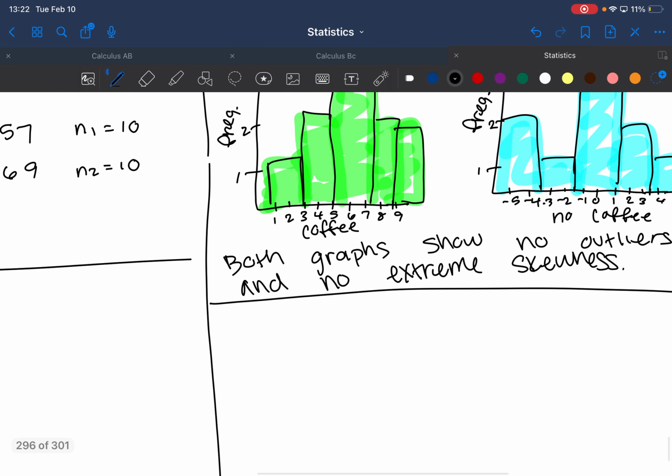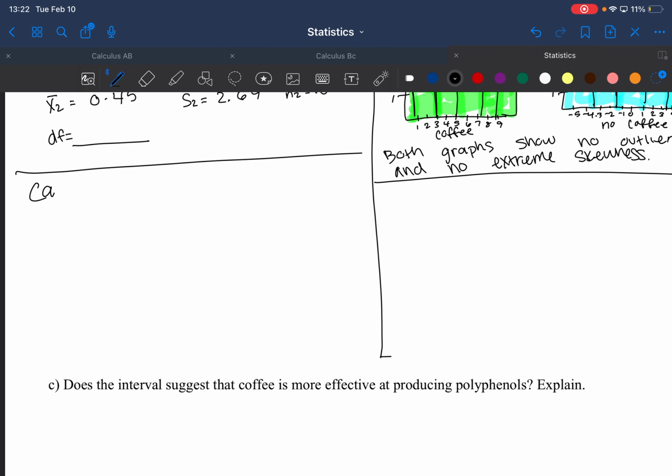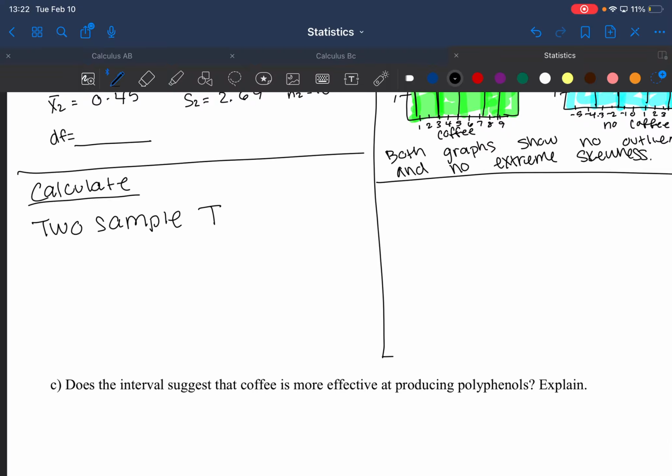Okay. So then on calculate, we need the name of our inference. Instead of writing that long title, we can just write a 2 sample, because we have 2 samples, T, because we're using a T distribution, interval, because we're doing a confidence interval, for means, because we're using means and not proportions. Which means when we get an answer, it's going to be an interval, so something inside the parentheses.